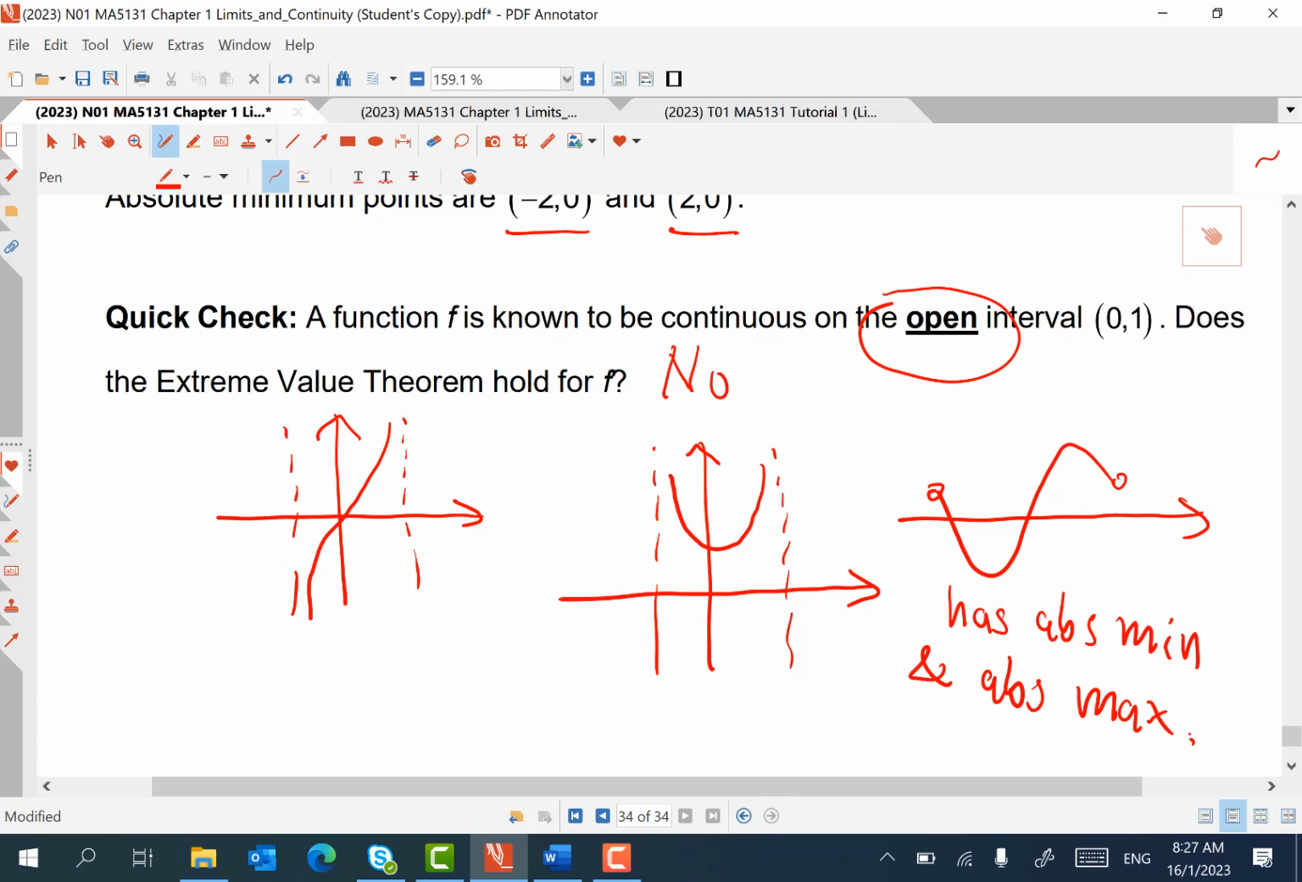What I'm trying to tell you here is that the EVT says it must be a closed interval, and if it's continuous on a closed interval it guarantees you an absolute min and max. In the event that you do not have continuity on a closed interval, it is still possible that you might have an absolute min and absolute maximum.